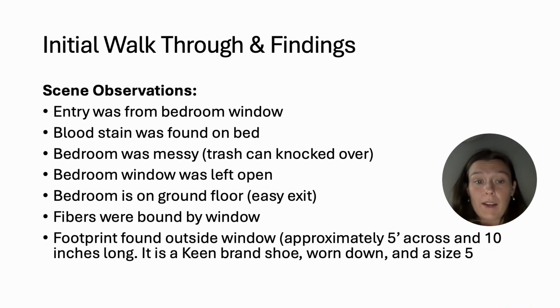Initial walkthrough and findings. Some observations were that the entry was from the bedroom window. Blood stains were found on the bed. The bedroom was messy. There was a trash can knocked over. The bedroom window was left open. The bedroom is on ground level, so it was an easy exit for the suspect.